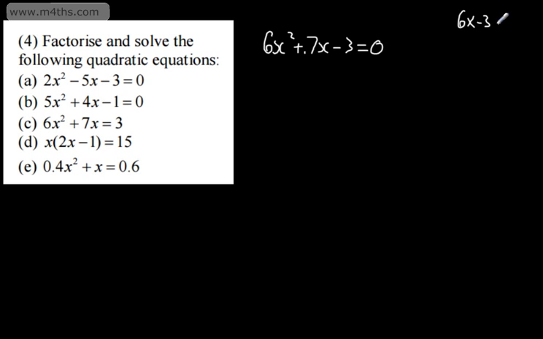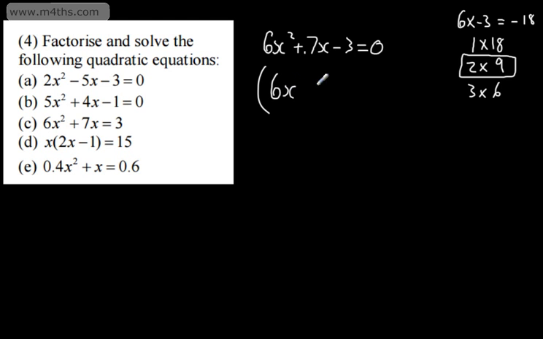6 times negative 3 is going to be negative 18. So we need two numbers that multiply to give negative 18 and add to give positive 7. 1 times 18, 2 times 9, 3 times 6, and they are the factors. So we'll choose these ones as they've got a difference of 7. So we'll have now bracket 6x, close the bracket, 6x, close the bracket, set it to 0. Because this is plus 7, we need the plus 9 and the minus 2. Remember, if this number here is going to be negative, one will be positive, one will be negative.